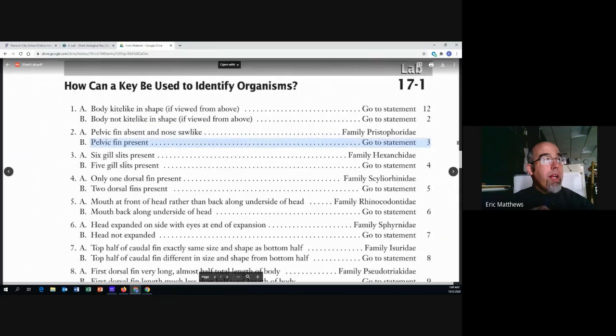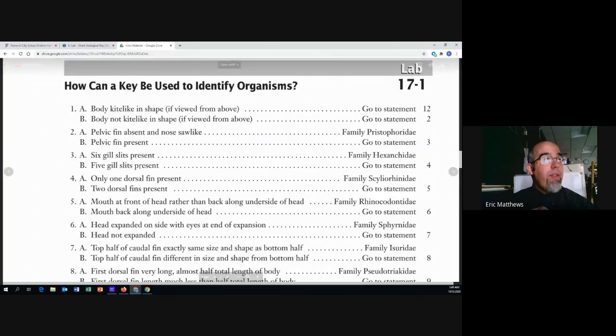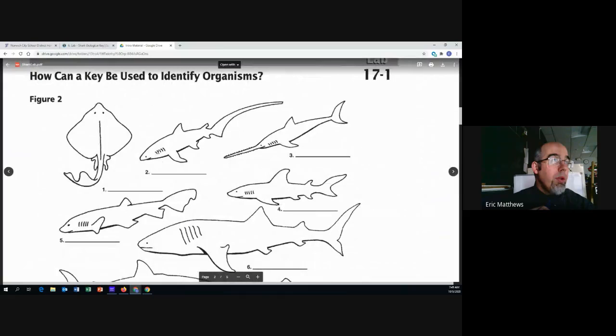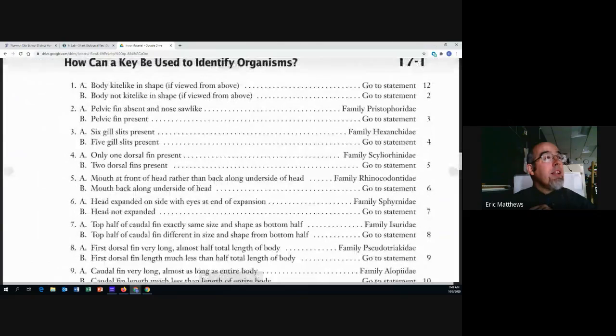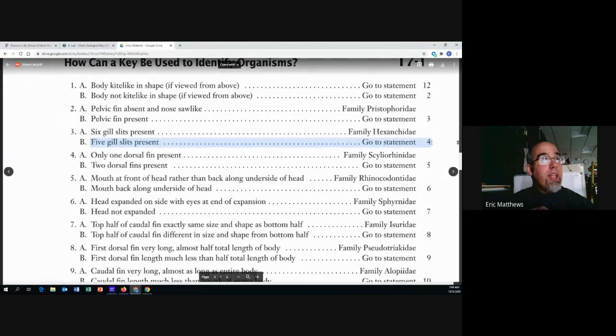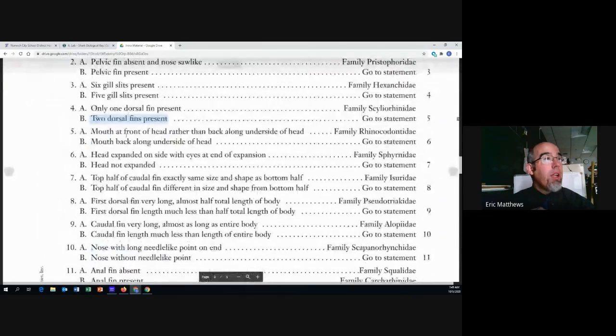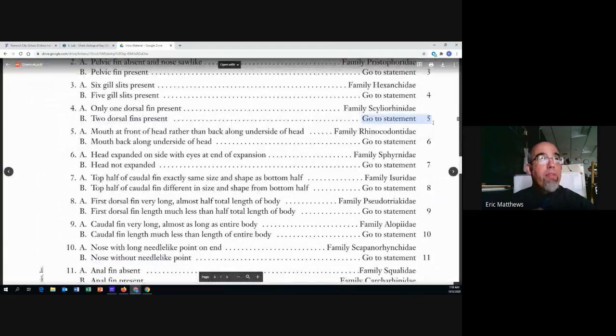Go to statement three. Does he have 6 gills or 5 gills? Come back up. 1, 2, 3, 4, 5. He has 5 gills. 5 gills present. Go to statement four. 1 dorsal fin or 2 dorsal fins? He has 2 fins on his back, 2 dorsal fins. So go to statement 5.